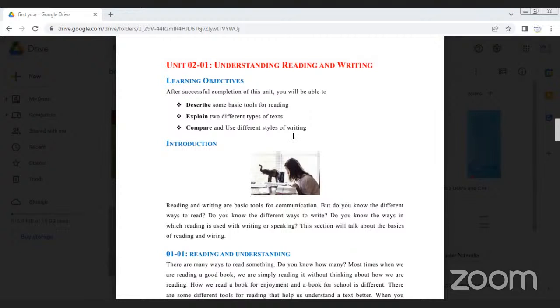Okay, learning objectives. After successful completion of this unit, you will be able to describe some basic tools for reading, then explain two different types of text, then compare and use different styles of writing.